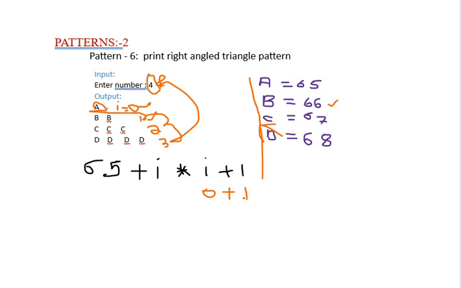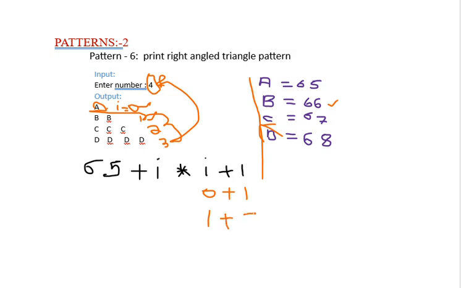Then B. So here the I value is 1, so 65 plus 1 is 66. The Unicode of 66 is B. How many times should B be printed? Times I plus 1. What is the I value? Which is 1. So 1 plus 1 is what? 1 plus 1 is 2. Means B should be printed 2 times.